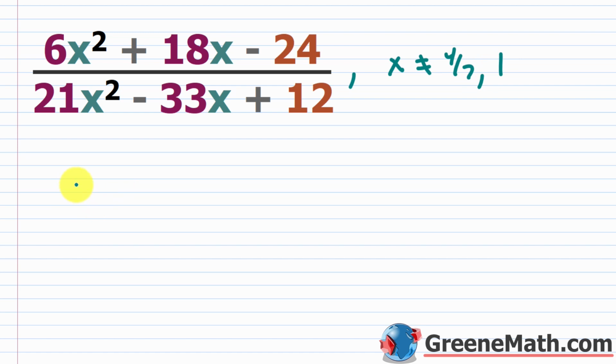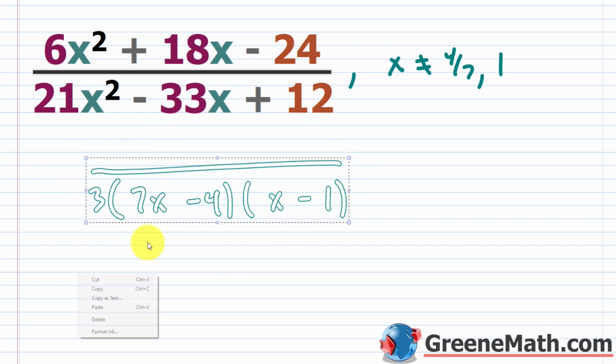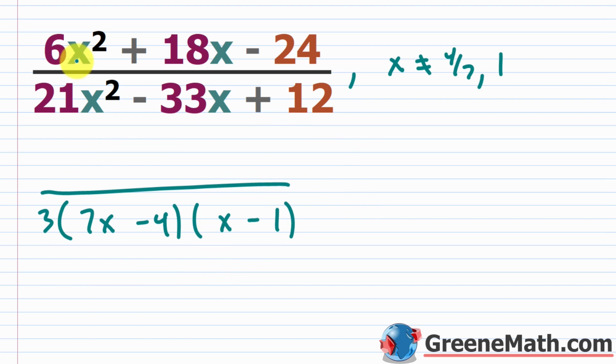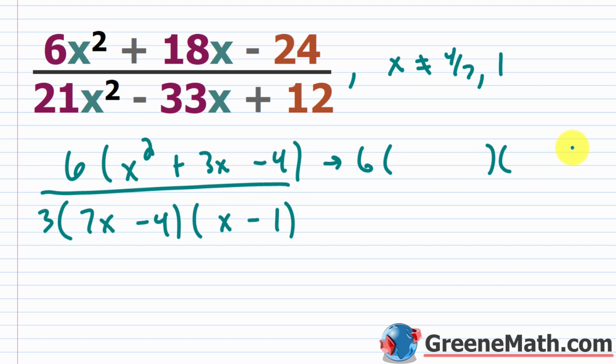Now I erased my factoring, but for the denominator, remember this factors into 3 times the quantity 7x minus 4 times the quantity x minus 1. Okay, for the numerator, let me scooch this down a little bit. For the numerator, I could pull out a 6 before I even start this. That would give me x squared plus 3x minus 4 inside. So I'd have a 6 on the outside. I'd have 2 binomials here, an x here and an x here. 2 integers that sum to 3 but have a product of negative 4. It's pretty easy. You would do a positive 4 and a negative 1.